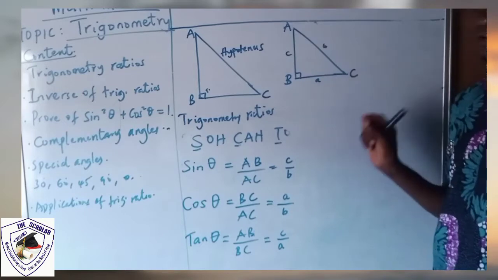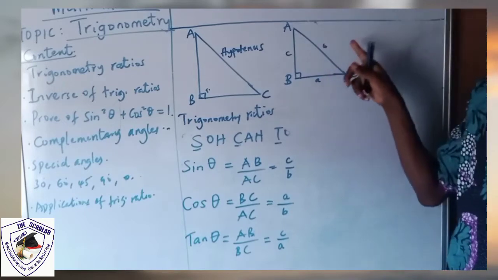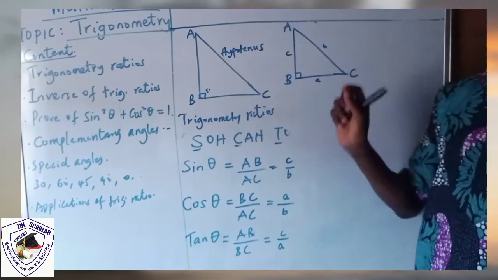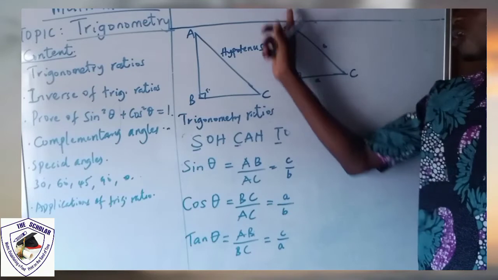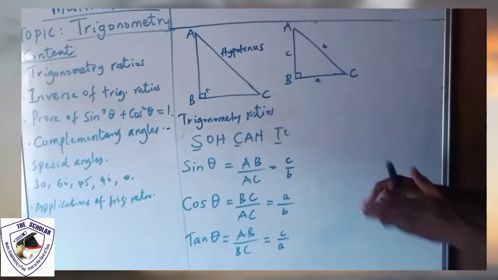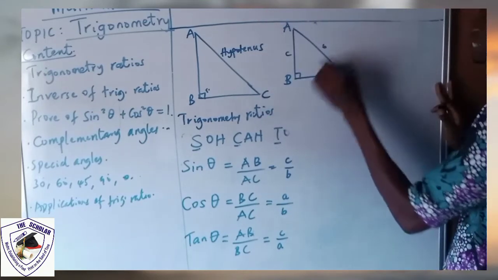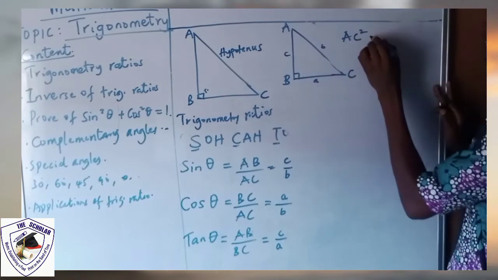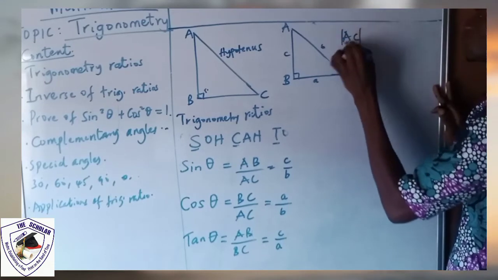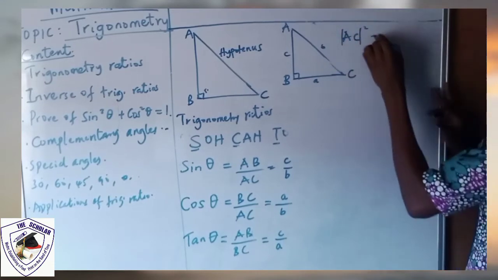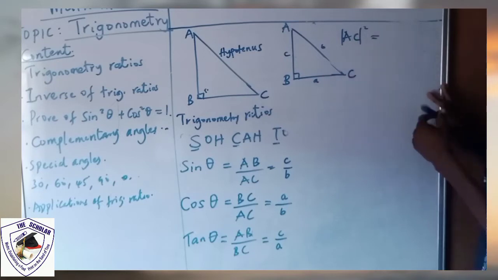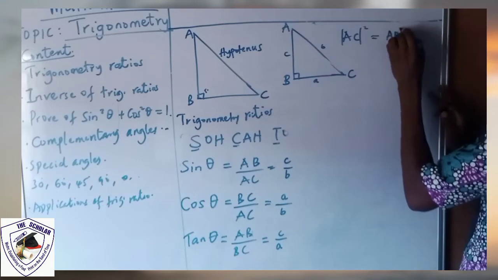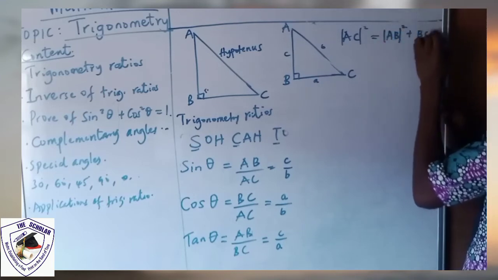I repeat, in a right angle triangle, the square of the hypotenuse, which is the longest side, that is AC, is equal to the sum of the squares of the other two sides. So briefly, mathematically, the hypotenuse is still our AC. It means that AC squared is equal to, we put it this way in convention, line AC squared is equal to AB squared plus BC squared.